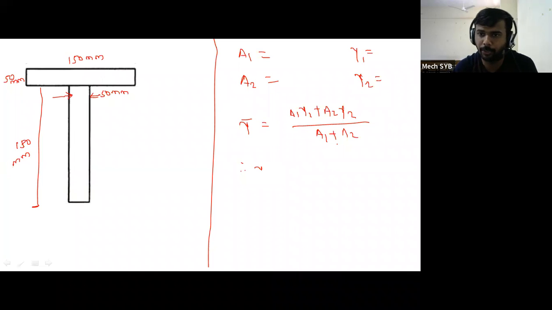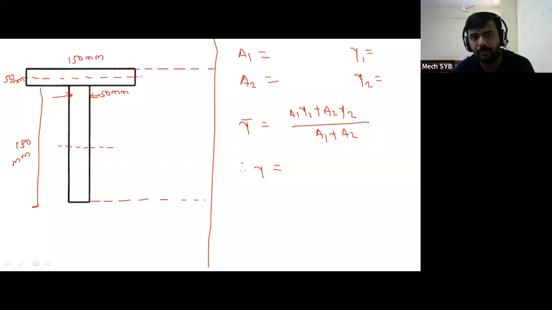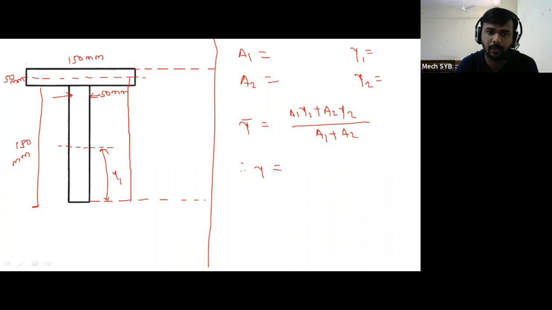Follow the procedure we have followed for the previous problem. In the previous problem also we calculated for the T section only. This is your top extreme fiber, this is your bottom extreme fiber. Represent all the important dimensions on the figure. Where is y1, where is y2? This is y1. This is y2.